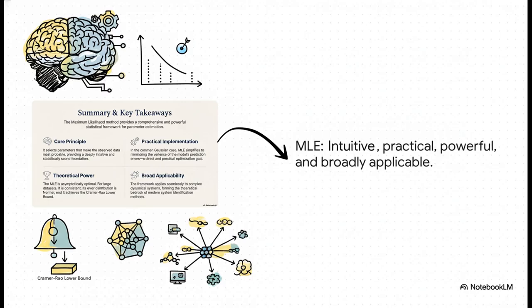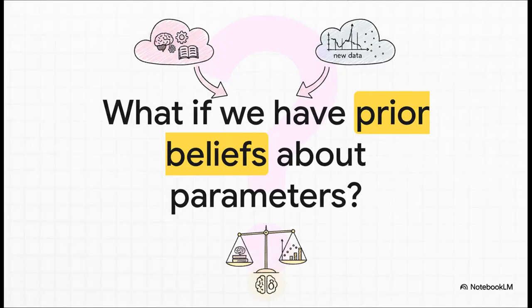Game over. And finally, broad applicability. This isn't some dusty idea from a textbook. This is the foundation for countless advanced methods in machine learning, economics, system identification, you name it. It's a complete, elegant, and seriously powerful framework. So we've established it. Maximum likelihood is the ultimate data-driven approach. It lets the data do all the talking.